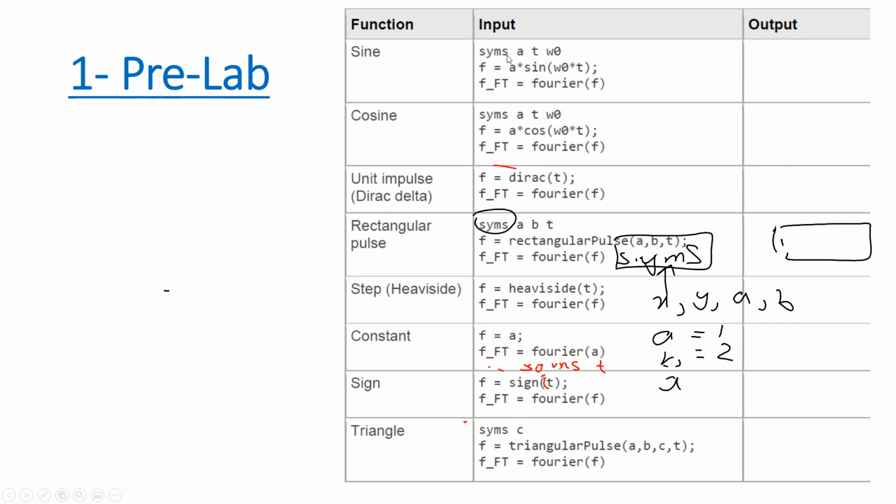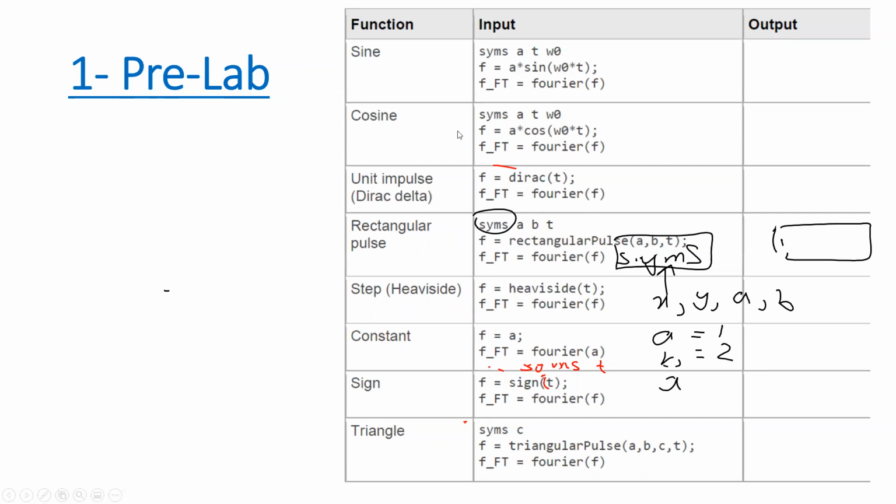And syms is used to define these variables A, omega naught, and t. Because MATLAB doesn't understand if we simply put some variable like x, y, it will give you an error. So we have to define them with syms so that it stores these as symbolic variables.